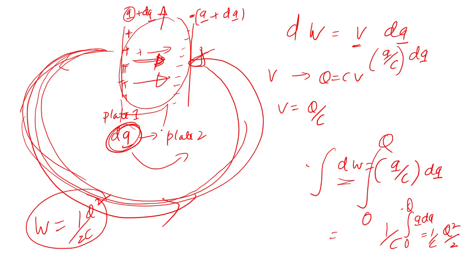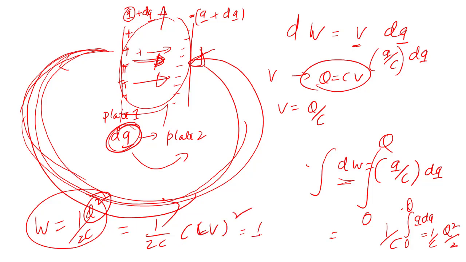Because we know that q is equal to CV, we can rewrite this equation as 1 by 2C. Instead of q squared, I can write CV squared. So that gives you 1 by 2C, C squared V squared, or half CV squared.